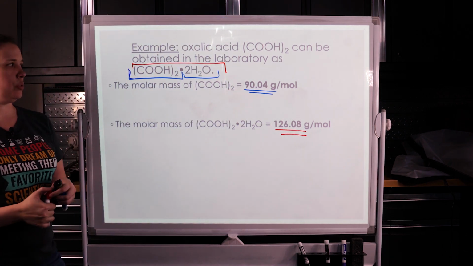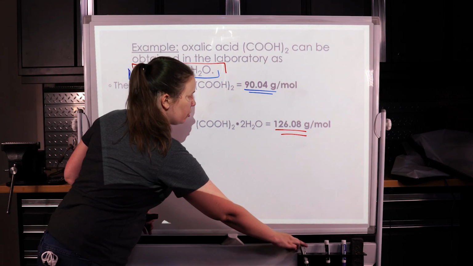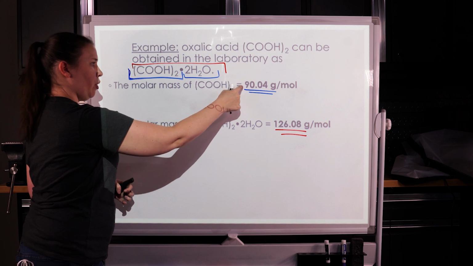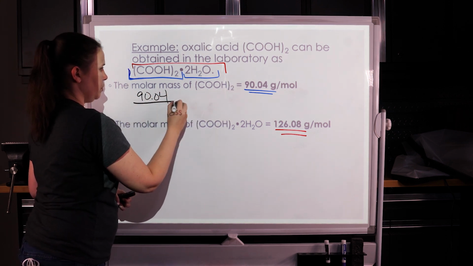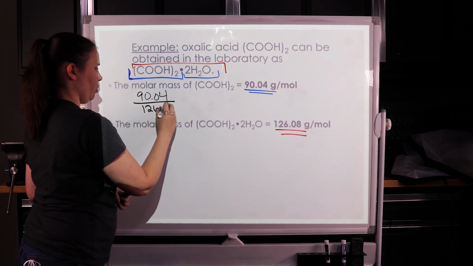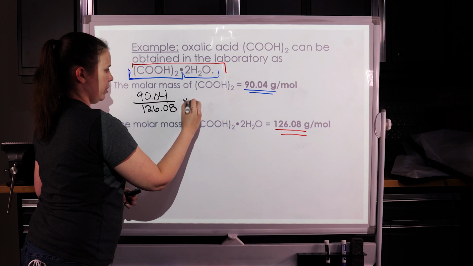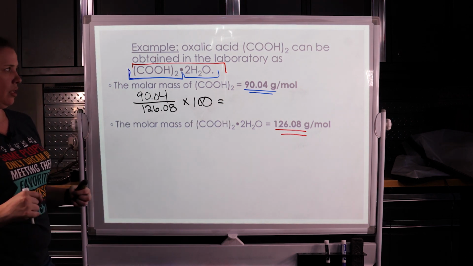So could I get the percentage of anhydrate? If I'm interested in the percentage of anhydrate, I would put the anhydrate part that I'm interested in on top, 90.04. I would put the entire mass, the 126.08, on the bottom, and then multiply that by 100. And that's going to get me the percentage of anhydrate.